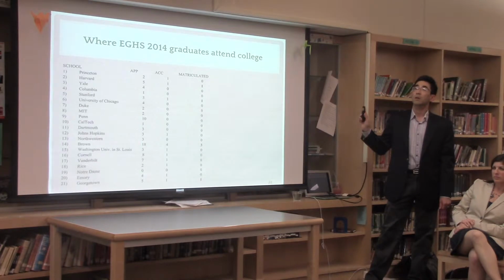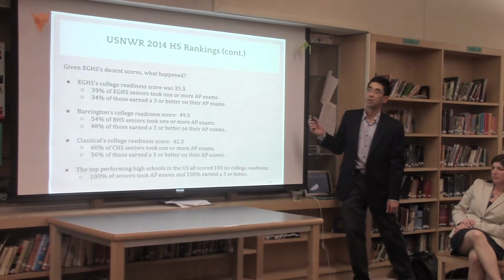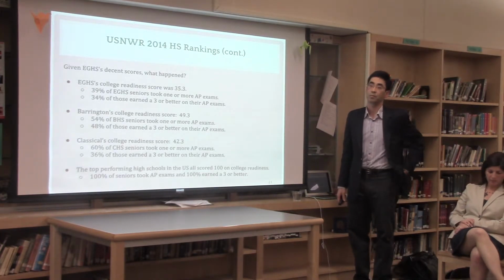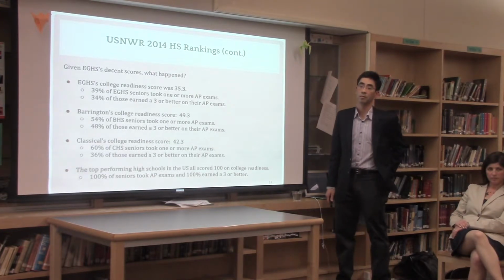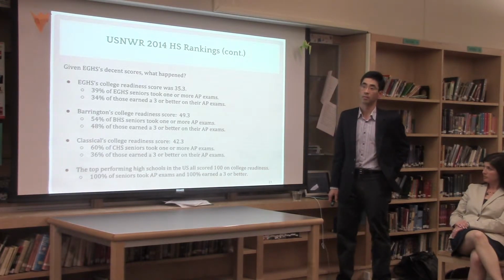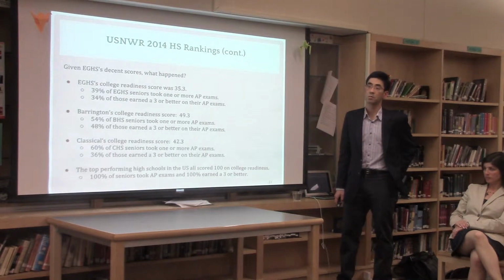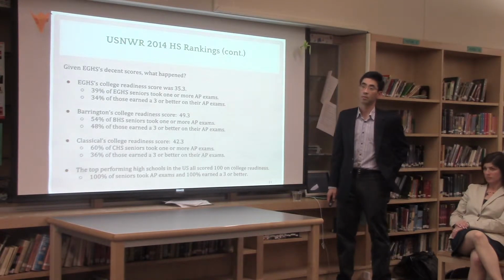David, can I just ask a quick question? When you look at the AP exams in EG, if 39% of the seniors are taking them, 54% in Barrington, what's the availability of AP exams? I mean, I don't have kids at that level, but is it that Barrington offers more AP courses to seniors, or is it equal?